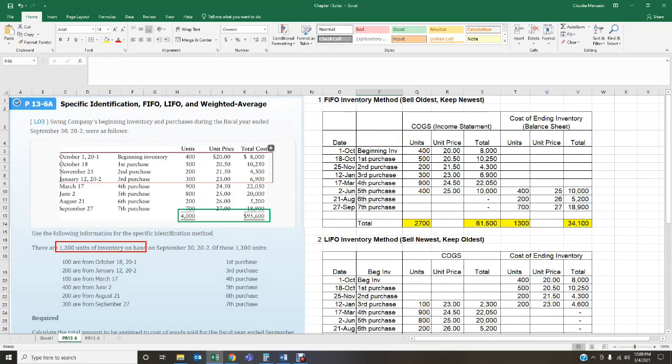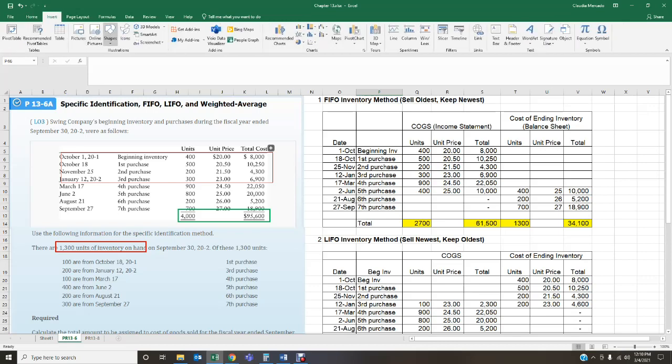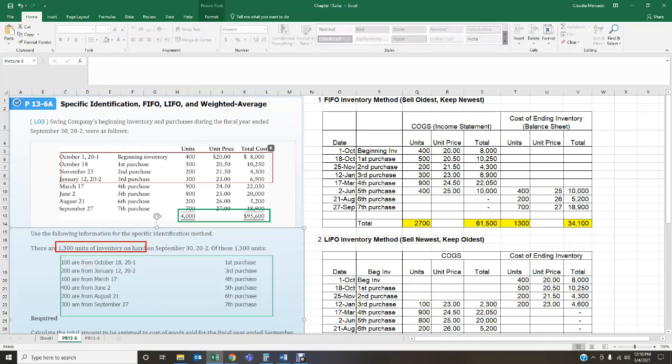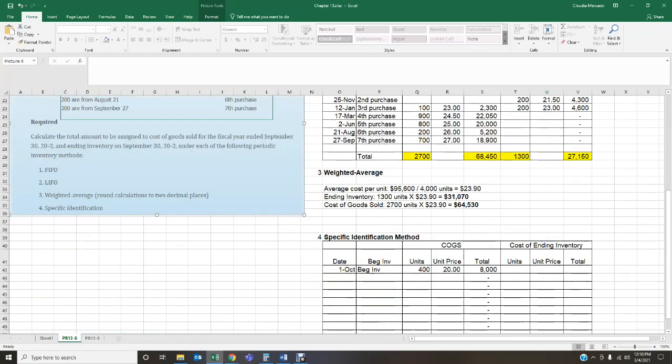Now let's look at the next one, October the 18th. On October the 18th, we had a purchase of 500 units. Now let's look down here. From that first purchase of 500, I have 100 that we have not sold. So that means that we had 500 units, 100 have not been sold, so 400 were sold. So we're going to look at October the 18th.